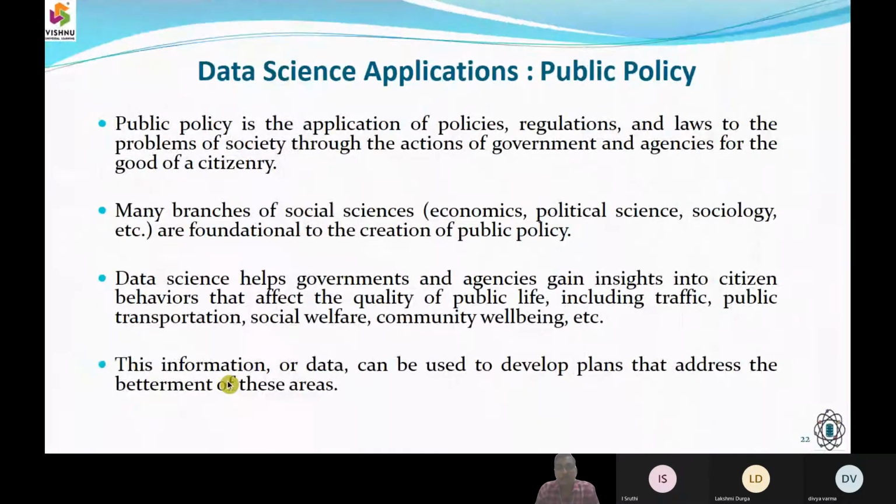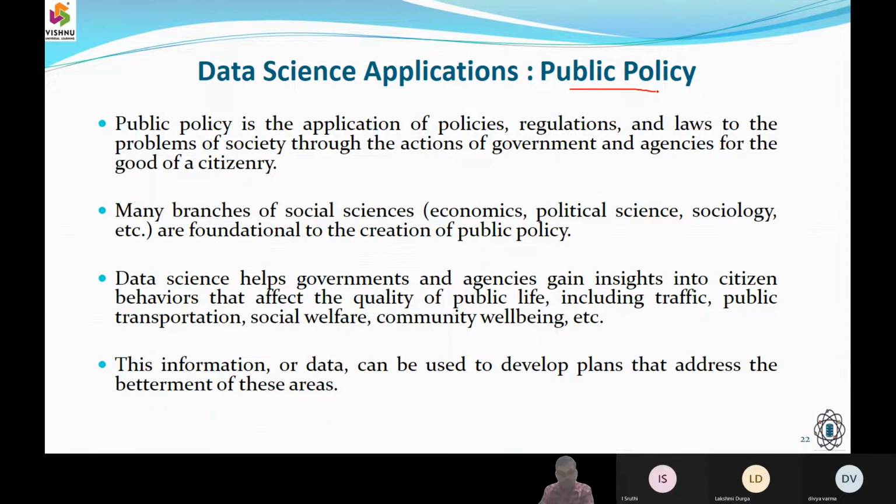The other sector where data science is prominently used is public policy. Public policy is purely used by governments and government agencies to understand citizens' behavior and to give them good governance. It can be in the form of economics, political science, etc.